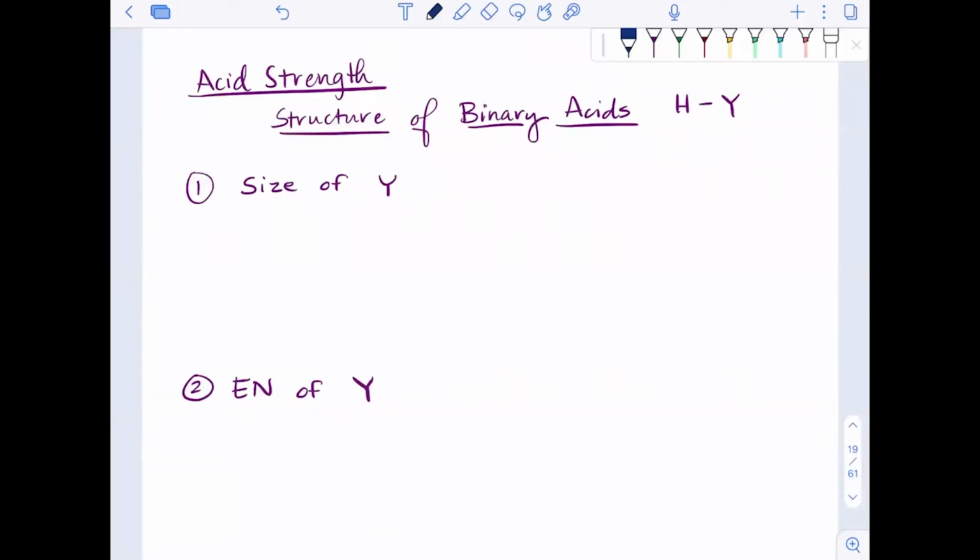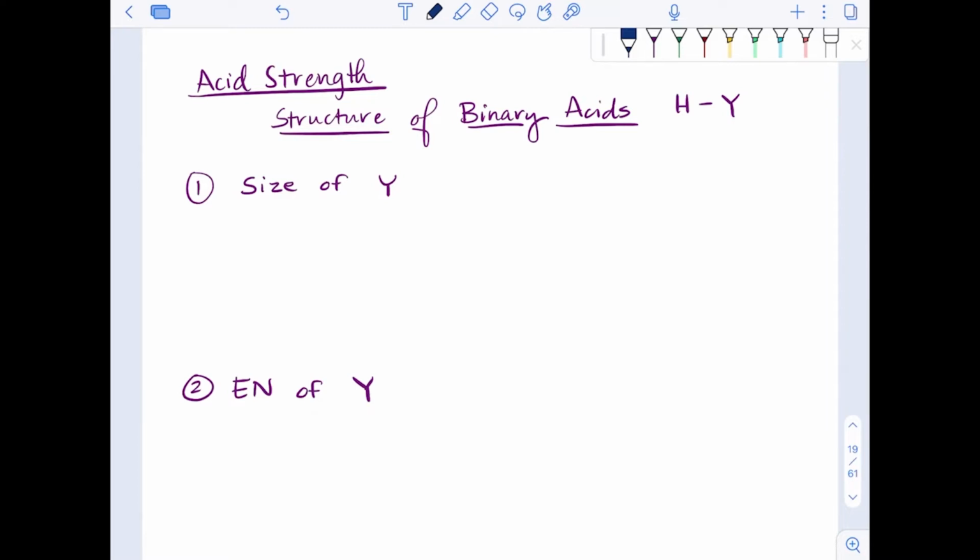Now, when we want to discuss acid strength, we're going to split our acids into two main categories. Binary acids, which is a hydrogen attached to a non-metal atom, which we're representing here as HY. And we'll also talk about oxo acids, when a hydrogen is attached to an oxygen and a much larger structure, something else after that oxygen. Let's start with our binary acids.